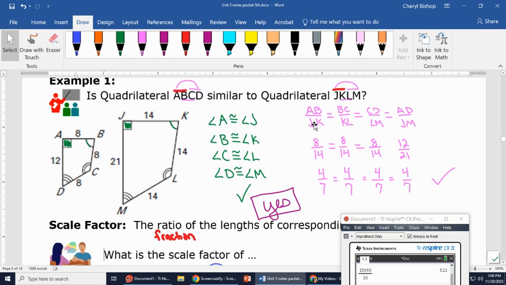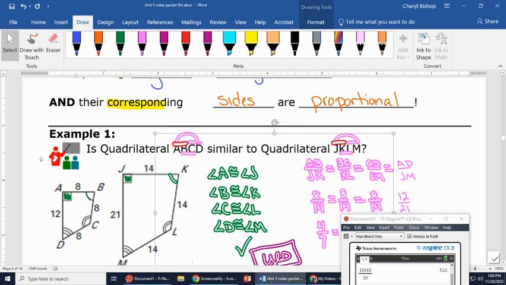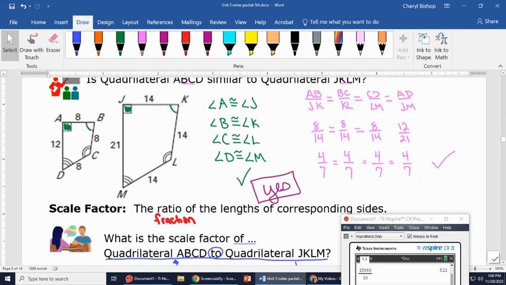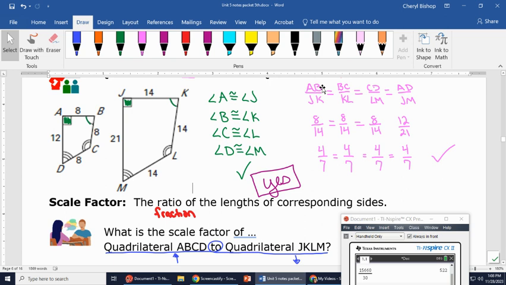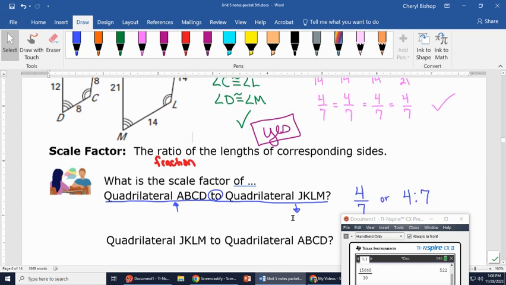How do we make these? These are corresponding sides, right? We were looking at corresponding sides that were proportional. These are corresponding sides as a ratio. These are corresponding sides as a ratio. Corresponding sides as a ratio, corresponding sides as a ratio. We always reduce our ratios, so that's 4 over 7. Notice my ABCDs were all in the top, my JKLMs were all in the bottom, so we do want 4 over 7 if ABCD is on the top and JKLM is on the bottom.